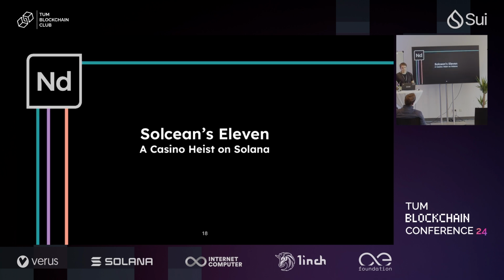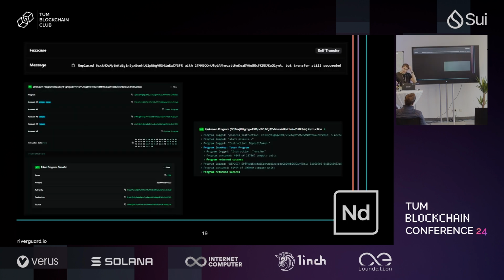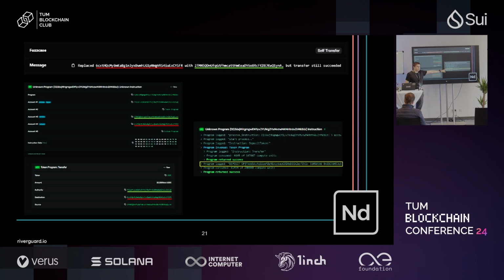We have Socials 11. There was a casino's smart contract on Solana, and our software Riverguard showed, yeah, there is a self-transfer. And they could replace the public key that deposited the tokens with the destination. So it was possible to transfer the tokens to ourselves, and the transaction still succeeded, and they said here, down on the right, the tokens got deposited.